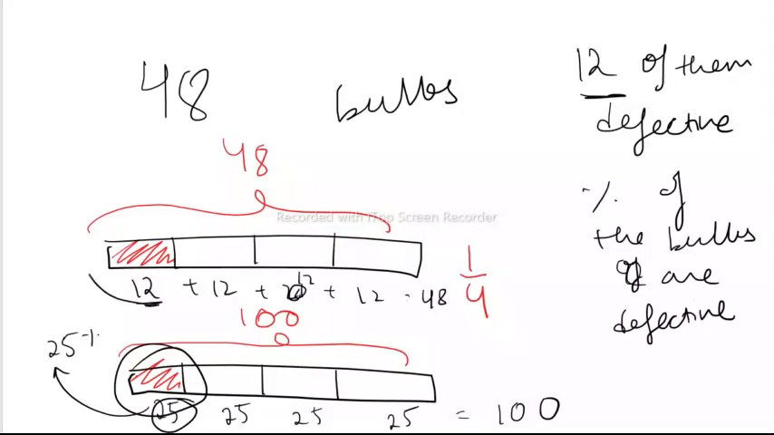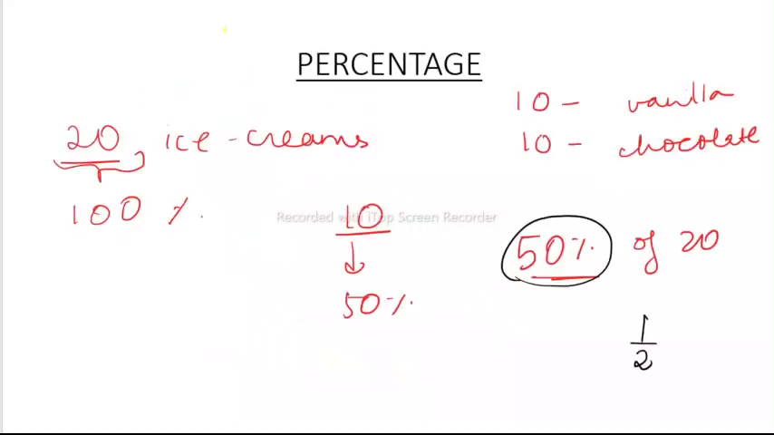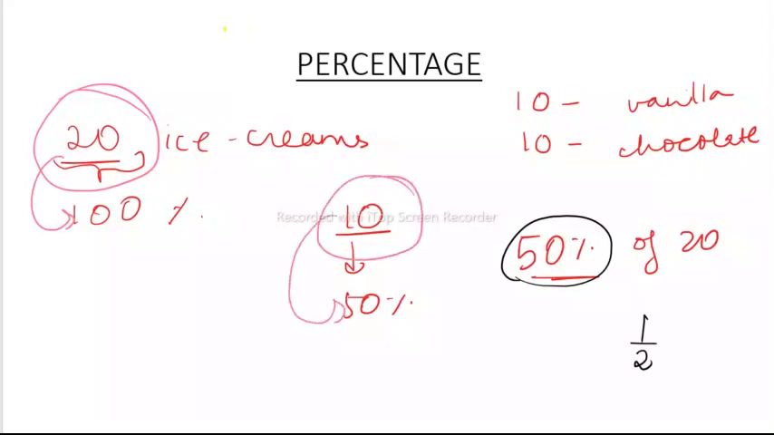This is why 12 is 25% of 48, because in this case, 48 is my 100. So I'm asking you that if 48 is 100, then 12 is how much? I am changing the total in terms of 100. Okay, this is the same thing we did in the first example. We said that if 20 is 100, then how much is 10? Then 10 is 50, right?